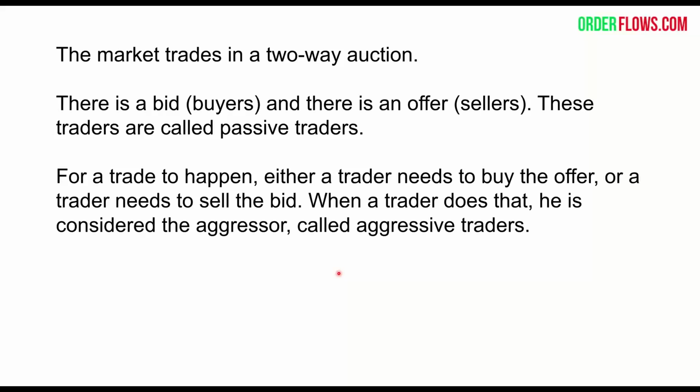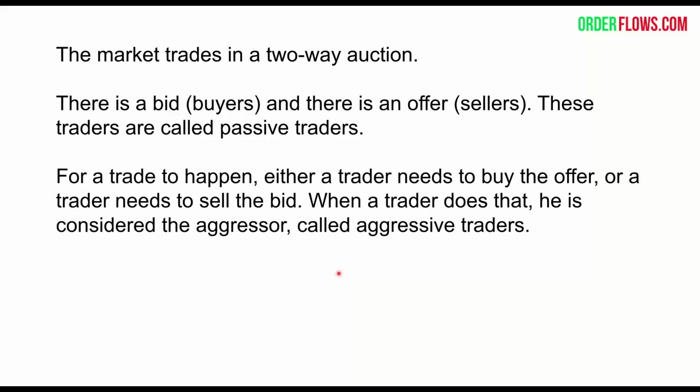Now, these are passive traders. They're passive buyers. They're passive sellers. For a trade to happen, a trader needs to either buy the offer or sell the bid. So they have to cross that bid-offer line. And when a trader does that, he is considered the aggressor, and you call them aggressive traders, right?